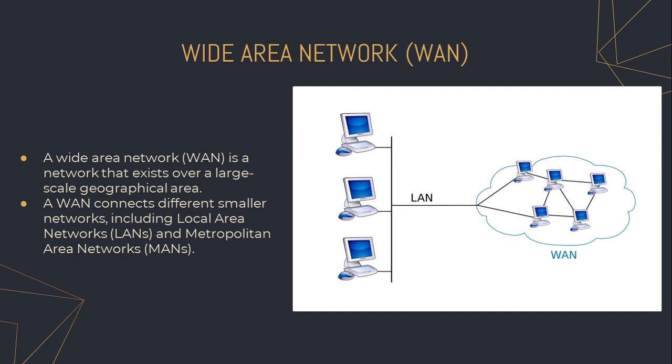Then next, we have Wide Area Network. A Wide Area Network is a network that exists over a large-scale geographical area such as states or countries. A WAN connects different smaller networks; it can be the combination of multiple LANs and multiple MANs. WANs use technology like ATM, that is asynchronous transfer mode, and frame relay, basically a packet switch network that allows remote devices to communicate with each other.